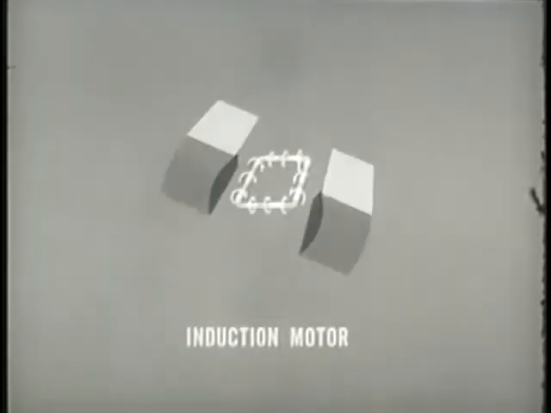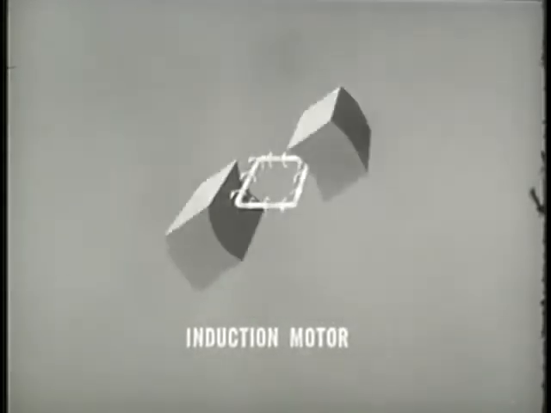We can construct an AC motor by closing the loop ends of the armature, thereby inducing a larger current in the loop and creating stronger magnetic fields around the conductors. This is a simple induction motor.